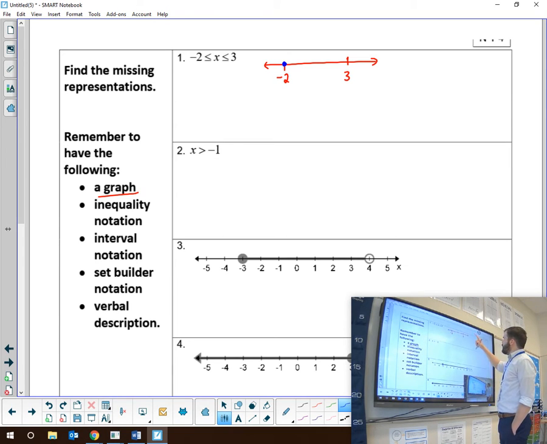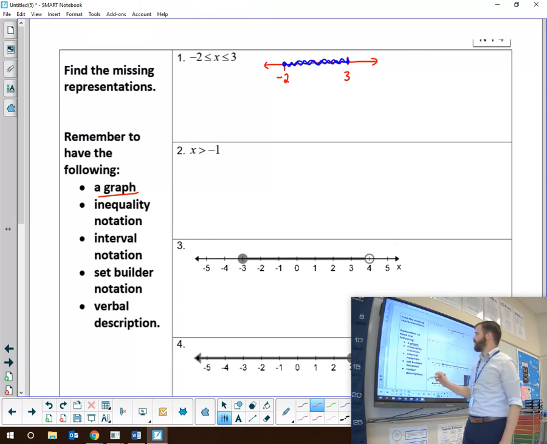Now, the 3 here, I'm also going to put a closed circle on because it is equal to that as well. And I'm going to graph out to the right from negative 2 because it's bigger than negative 2, and I'm going to graph out to the left from 3 because it's less than 3. And you can see where it just meets in the middle there. All right, let's figure out the other ways.